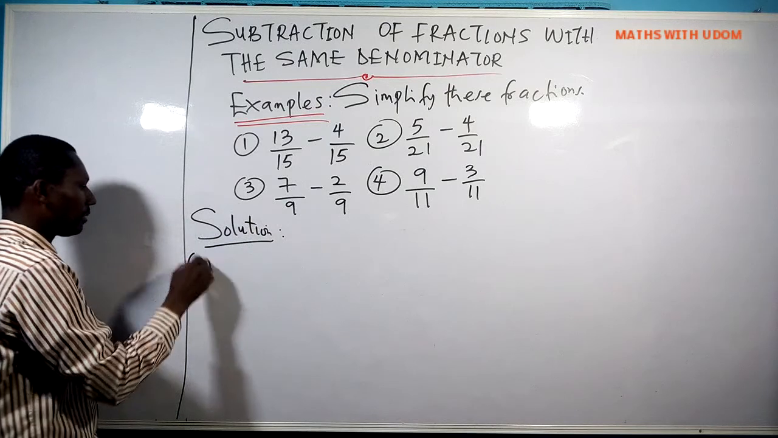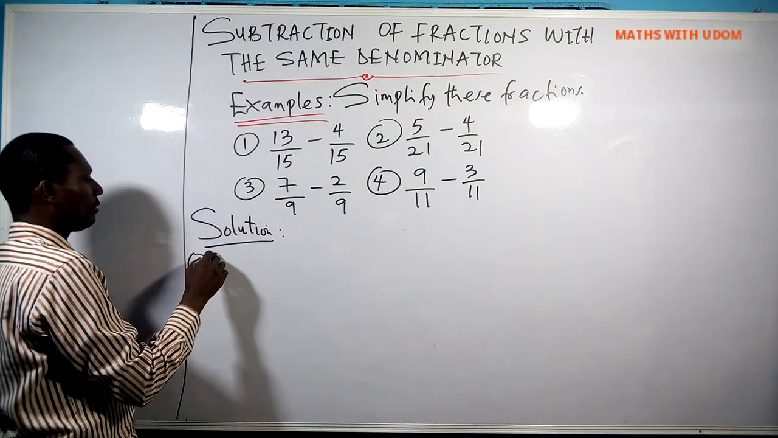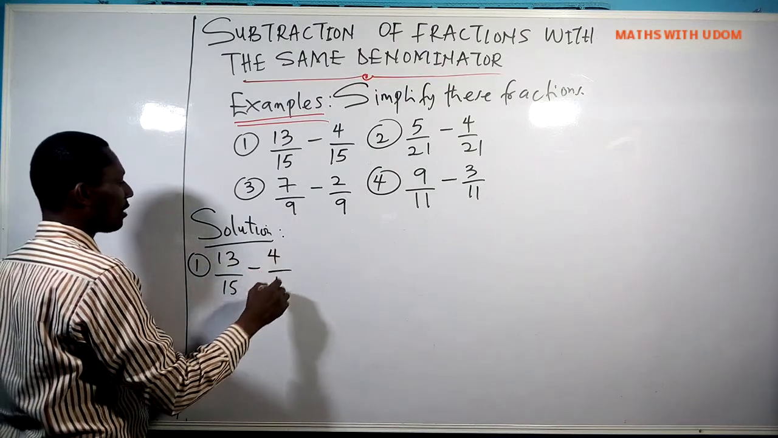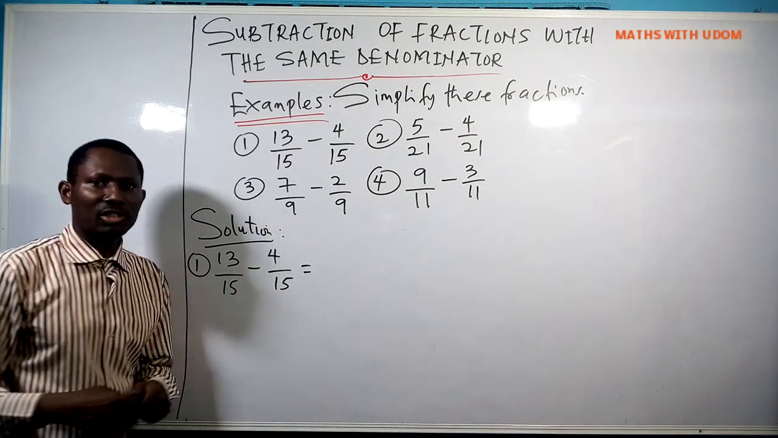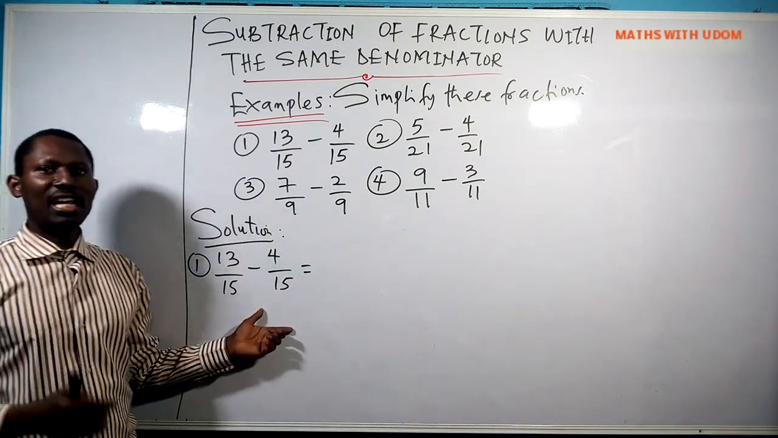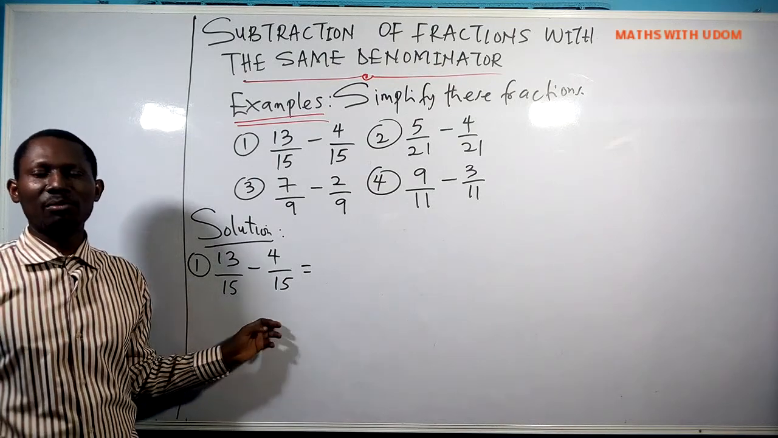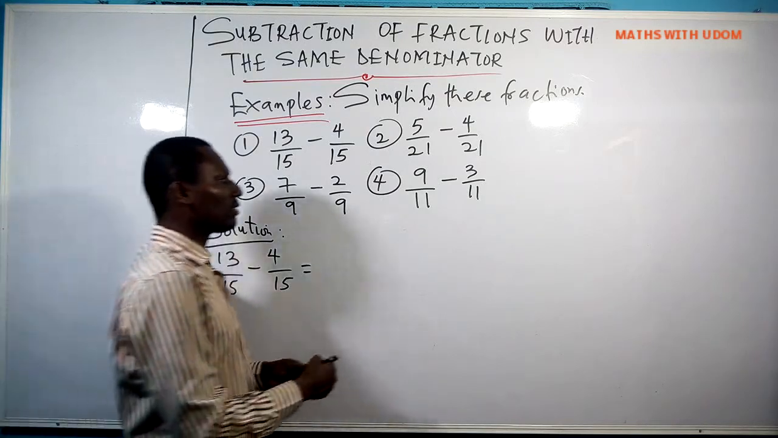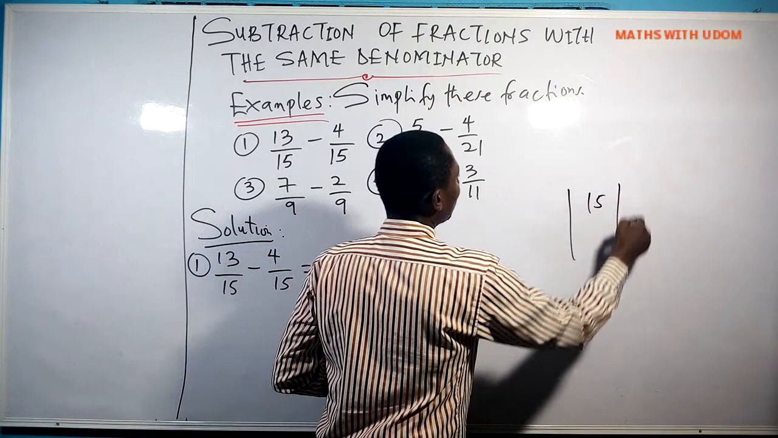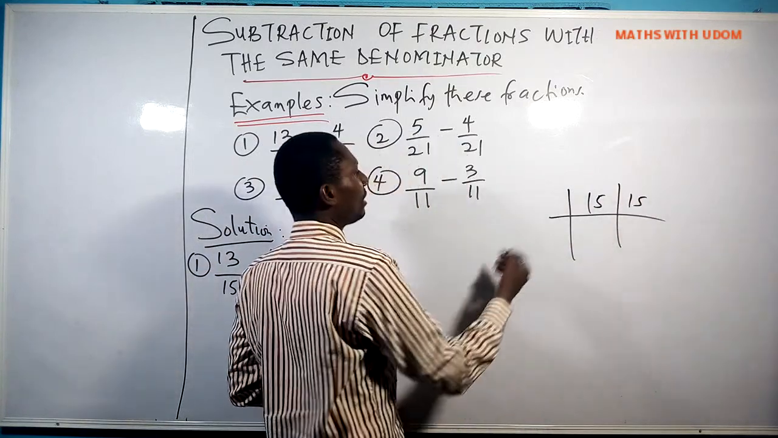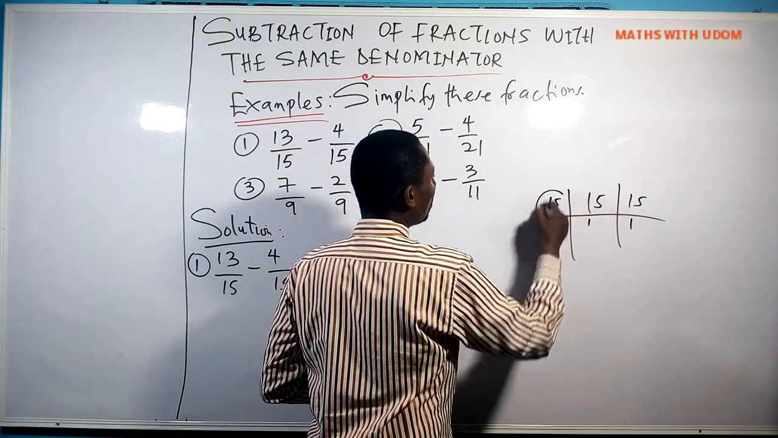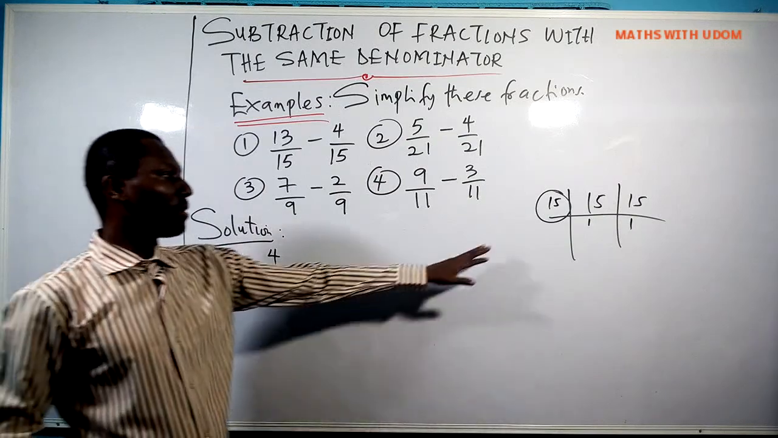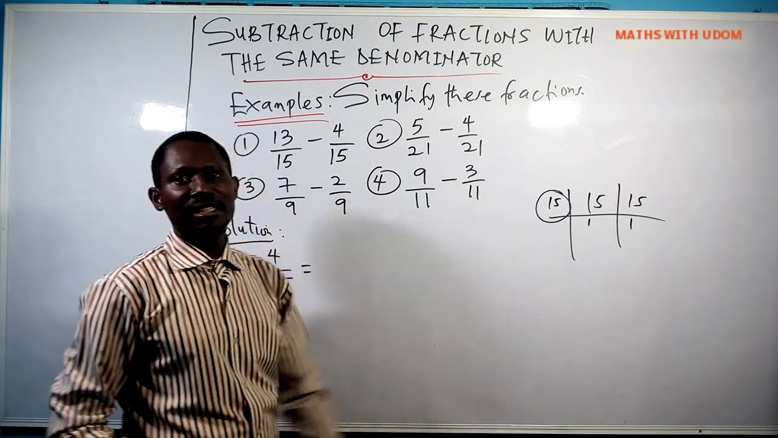So the first example, what do we have? We have 13 over 15 minus 4 over 15. Whenever you have fractions with the same denominator, it means their LCM is also the same denominator. What do I mean by that? We have 15 and 15 as the denominator here. So what will be the LCM of 15 and 15? 15 can go in 15 once, and 15 here once. So what is the LCM? 15. So we don't need to waste time calculating anything on the LCM, because that is how to get the LCM.